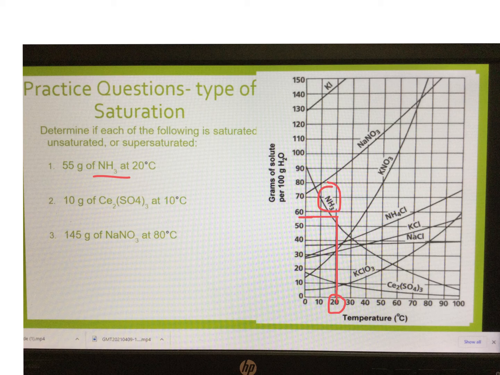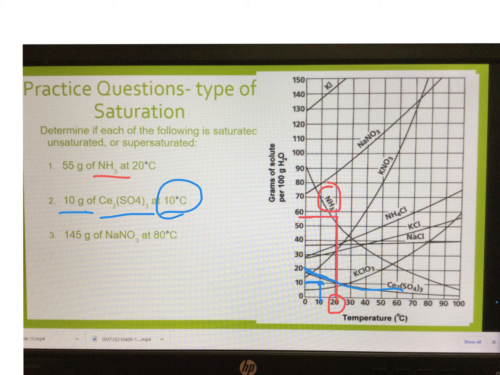Now let's look at number 2, and let's do that in a different color. And we're going to do 10 grams. And so 10 grams are right here, to 10 degrees Celsius, and 10 degrees is right here. Okay, so 10 and 10. And we're going to use the chemical CeSO4. CeSO4 is right over here. Okay, so that seems to be below the line, that chemical line of the CeSO4, below. So now, is that supersaturated, saturated, or unsaturated? Feel free to pause and discuss that.